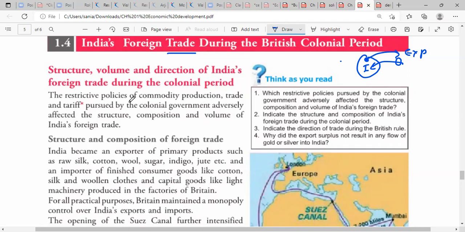So basically, just remember, you have to learn the terms. Restrictive policies, like restrictions were there that you can produce this, you cannot produce that. Restrictive policies for what? First, commodity production, like what you can produce. For example, I told you, you cannot produce food crops; you can only produce cash crops, right? Plus the restrictive policy of trade, like with which country you can trade, to whom you can sell your product, and from where you can import everything.